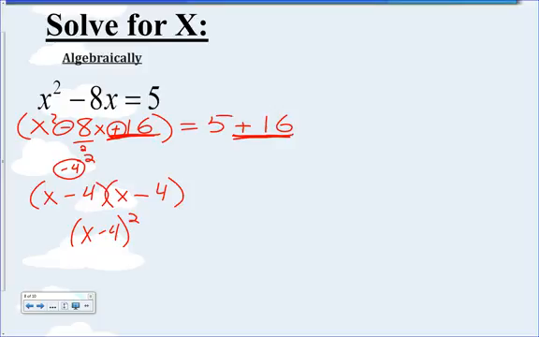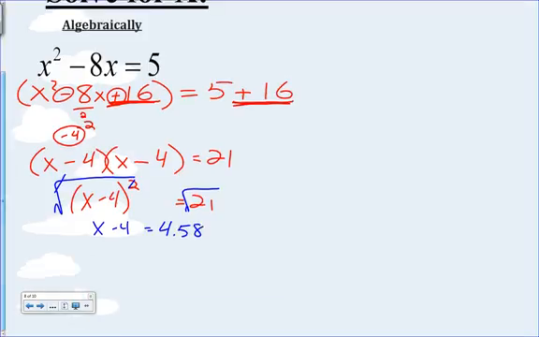Okay. Now let's jump back over here. This was still over here. 5 plus 16 is 21. So I'm going to take the square root of both sides. Square root and square cancel. I have x minus 4 equals the square root of 21. So that's just a straight calculator problem. 4.58.